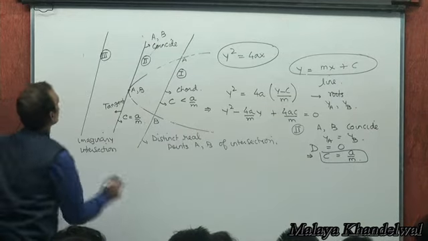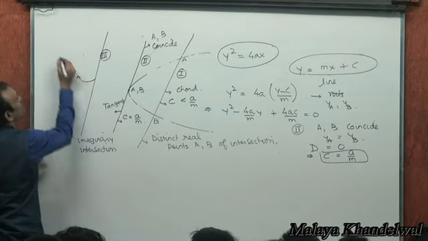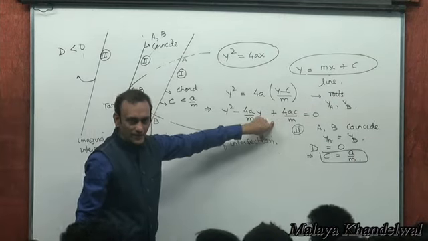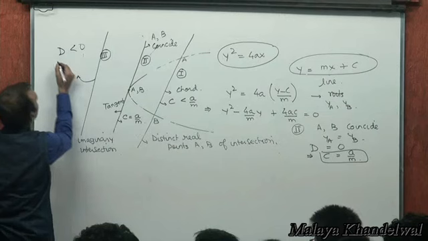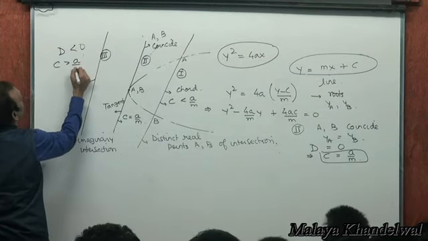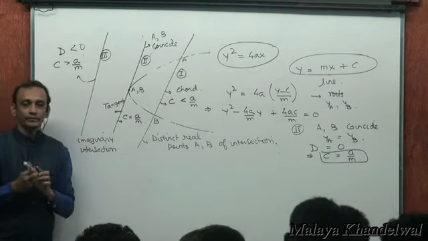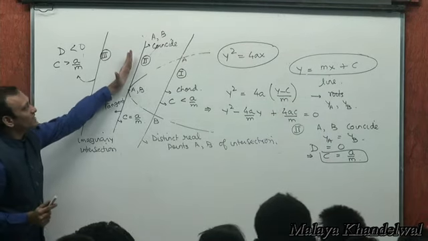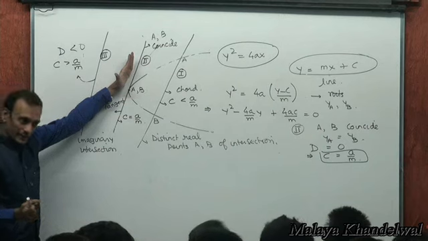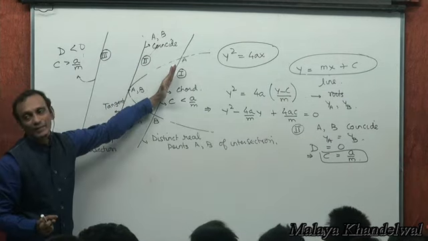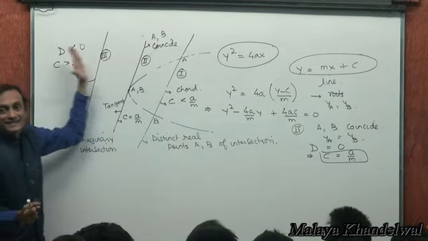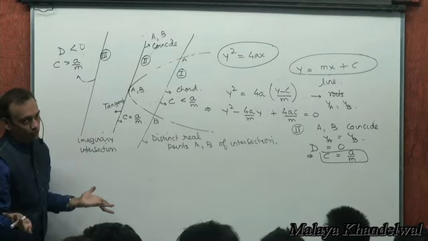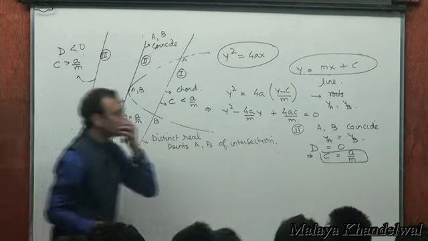For y equal to mx plus c to become a tangent to the parabola, c must be a by m. Now, for config 3, the discriminant of this quadratic must be less than 0, and that will give you c greater than a by m. No real points of intersection with the parabola. So when c is a by m, it becomes a tangent. When c is less than a by m, it's a secant or a chord. When c is greater than a by m, it has no real points of intersection with the parabola. Yes or no? Right.